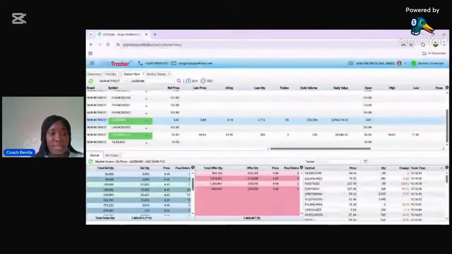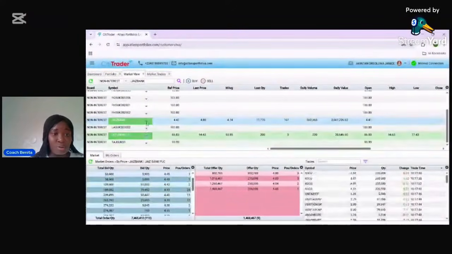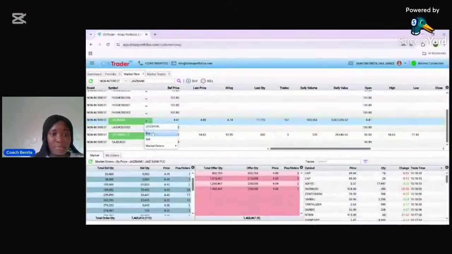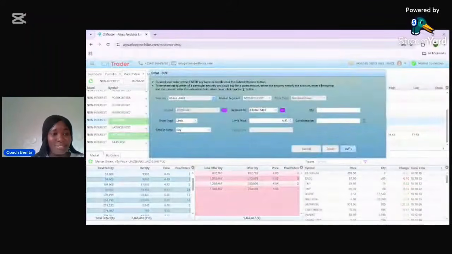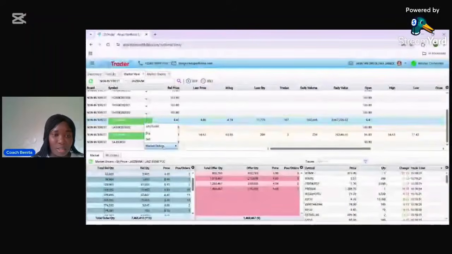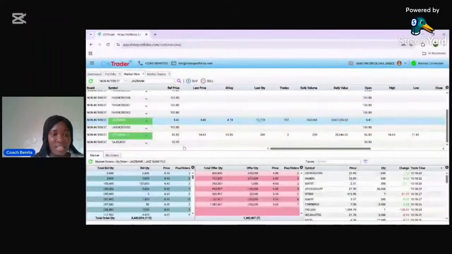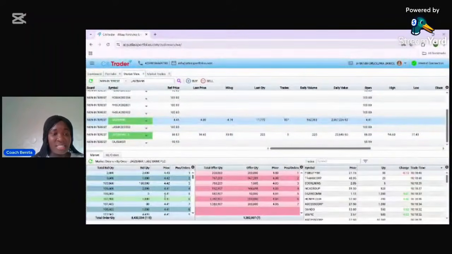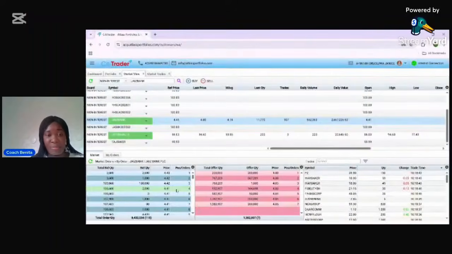But for me, many times I prefer to use buy order. And the reason I prefer, oh sorry, I'm going ahead of myself. The reason I prefer to use buy order is because I get to see the number of people, I get to see it individually, and I prefer this. So now let's make some quick decision.